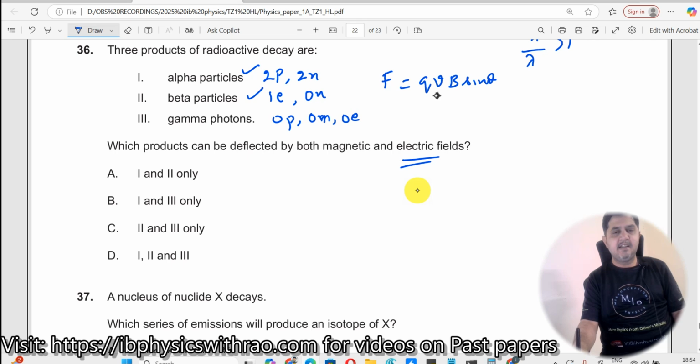As you see here, a charged particle, if it is at rest, never gets influenced, so it should be moving, and secondly, it should have a charge. So if either of them is zero, the force acting on the particle is zero. In other words, it does not get influenced. So therefore, it will get deflected only by 1 and 2. Gamma photons will not get deflected. Thus, the right answer should be A, which is 1 and 2.